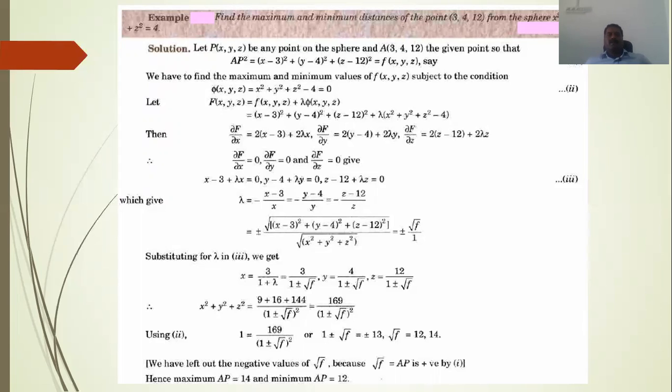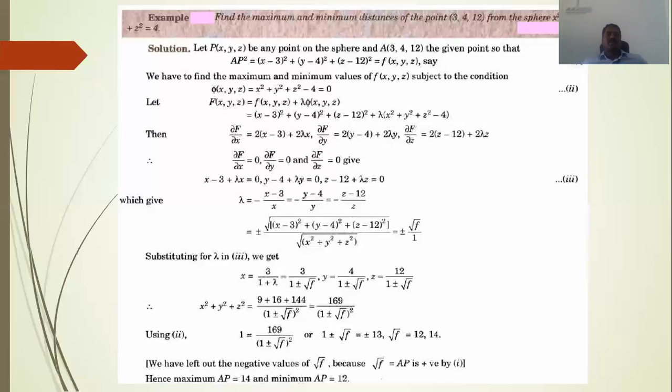Then dou F by dou x equals 2 times (x minus 3) plus 2 lambda x, and dou F by dou y equals 2 times (y minus 4) plus 2 lambda y. Dou F by dou z equals 2 times (z minus 12) plus 2 lambda z. Dou F by dou x equal to 0, dou F by dou y equal to 0, and dou F by dou z equal to 0 implies x minus 3 plus lambda x equal to 0, y minus 4 plus lambda y equal to 0, z minus 12 plus lambda z equal to 0.